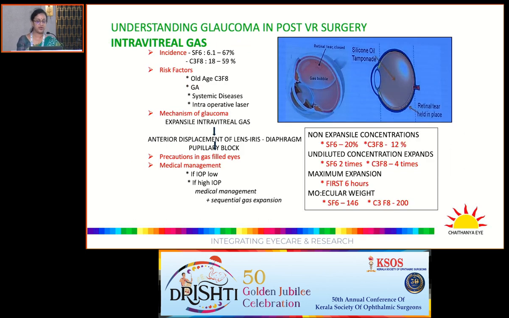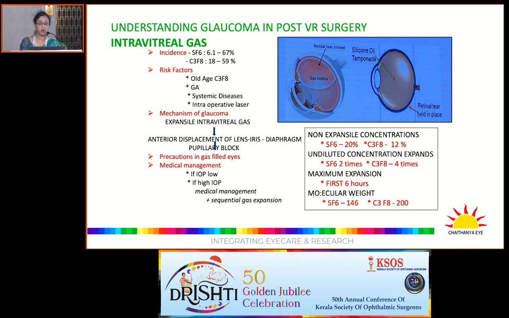With intravitreal gas, it's very important to note that you should always dilute, because of undiluted concentrations of gas, whether it's sulfur hexafluoride, SF6, or C3F8, both of which are FDA approved to use. SF6 can expand 2 times and C3F8 can expand 4 times. So non-expansile concentrations have to be ensured, and maximum expansion is in the first 6 hours. And you can have a pupil block. The mechanism is that with expansion, you obviously have a forward push of the iris lens diaphragm, and you can have a pupillary block.